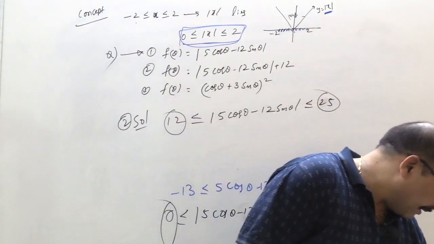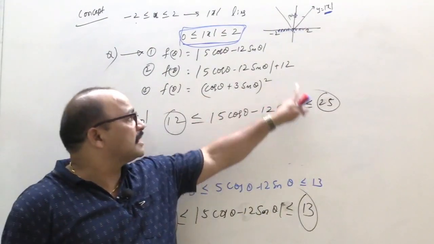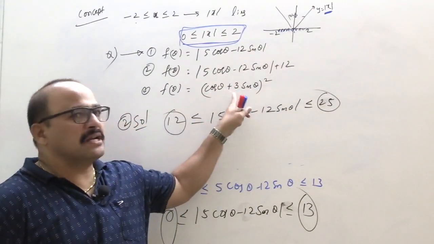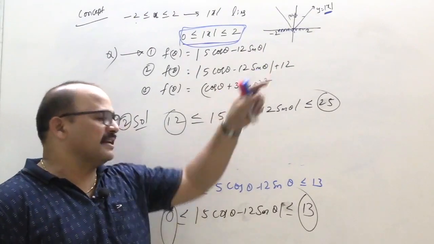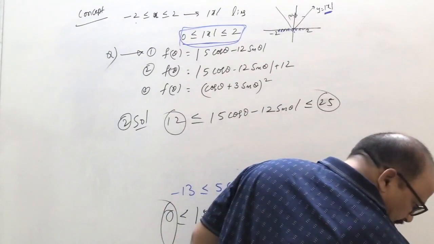12, 25. Be careful, students. Minimum 12, maximum 25. This problem also never takes a negative value. Same, first find that as usual, routine procedure. Same like that, modulus.